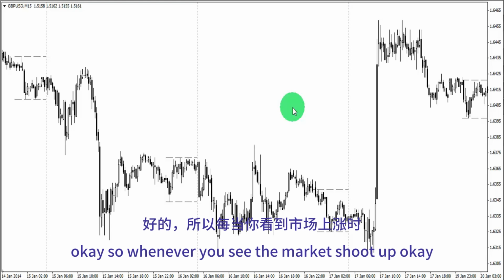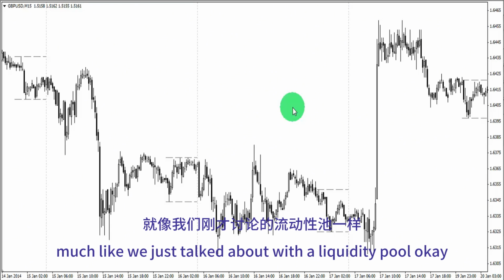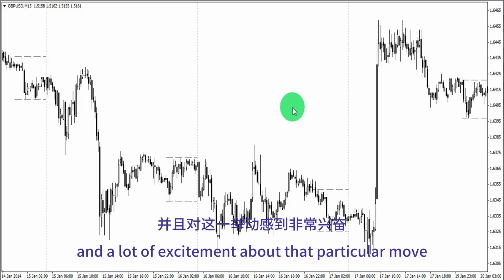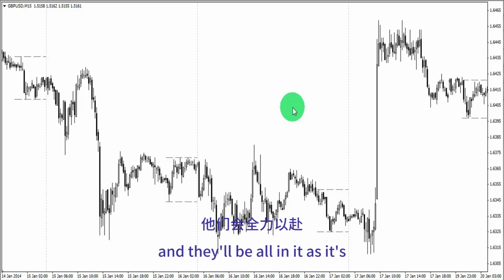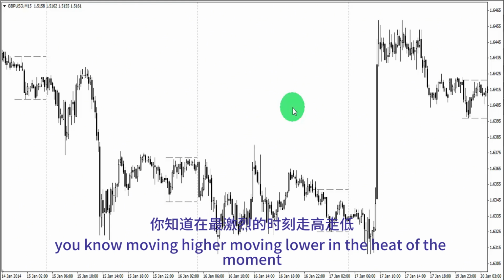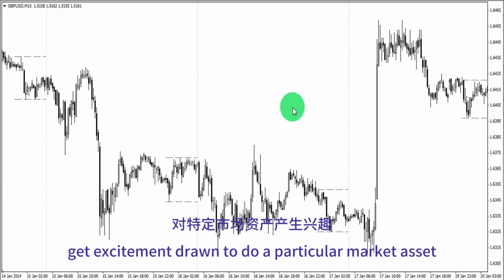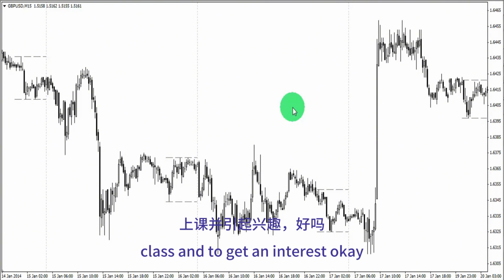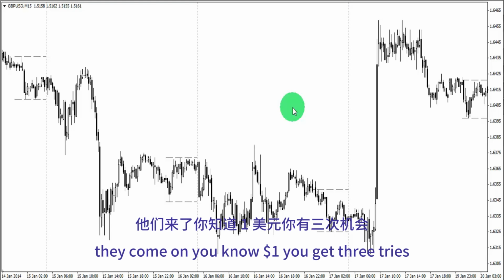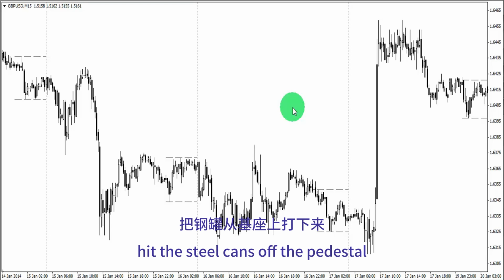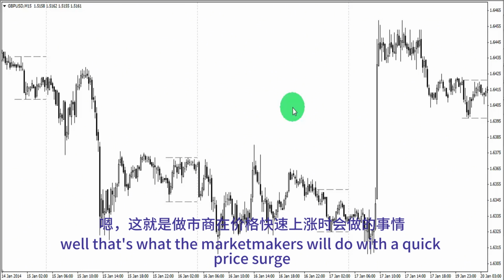So whenever you see the market shoot up in rapid succession, again, much like we just talked about with a liquidity pool, that is going to inject a lot of liquidity and a lot of excitement about that particular move or that market or that asset class, and the retail universe will dogpile on it, and they'll be all in it, as it's moving higher or moving lower in the heat of the moment. So dealers and market makers will do that to, again, get excitement drawn to a particular market asset class, and to get an interest. It's kind of like when you go to a carnival and you see the guys that are saying, hey, come on, $1 you get 3 tries, hit the steel cans off the pedestal, that type of thing, and they try to get you to come in, and they bring you into the game. Well, that's what the market makers will do with a quick price surge.